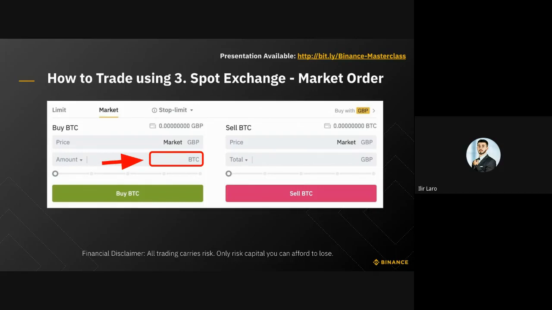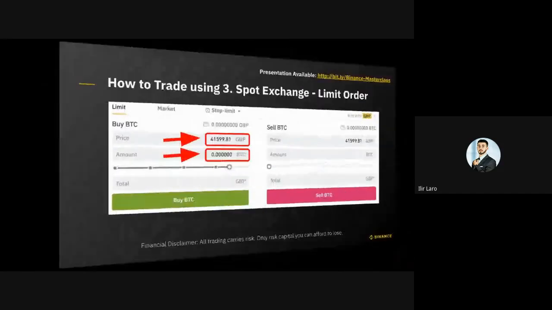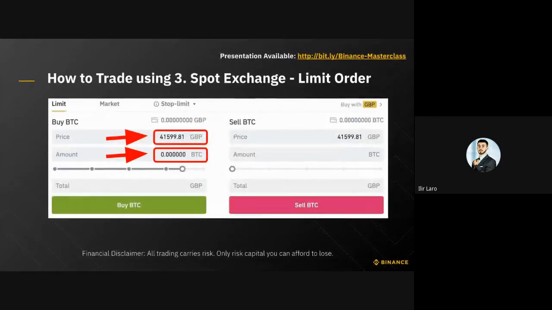Now, what happens if you don't want to buy at the market price, and you want to buy at a price in the future that you think it will go up or down? Then you would go to what's referred to as a limit order. A limit order is basically where you can set your price and the amount that you want to buy. So this is a predetermined order that only gets fulfilled once the price hits your order.